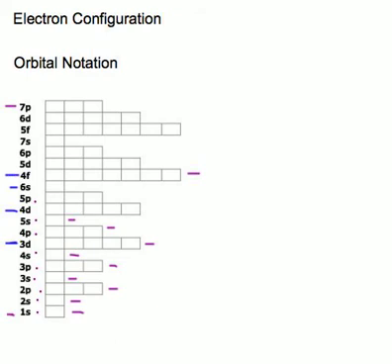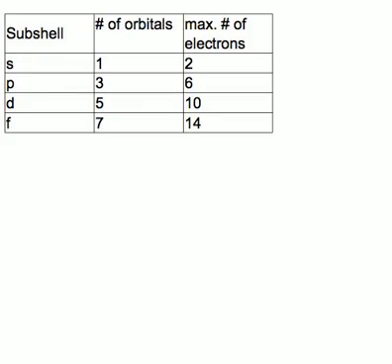So the d's are basically always behind by 1. The d's are always a little bit off. And then notice up here we go from 6s to 4f, so the f's are off by 2. This will make a little more sense once we look at the layout of the periodic table, but I just wanted to point those out as anomalies in the order.